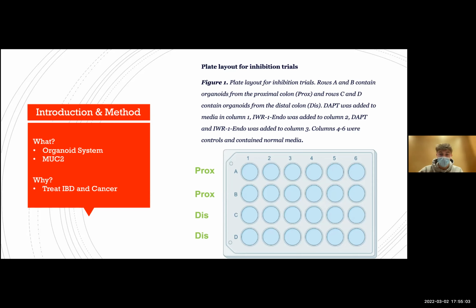All right, so how we did this was we treated organoids with two types of inhibitors. The first inhibitor was DAPT, and the second inhibitor was IWR endo. What those do is they inhibit biological pathways, and it causes the organoids to differentiate into these secretory cells that are capable of producing this mucus. We can show you the results here.